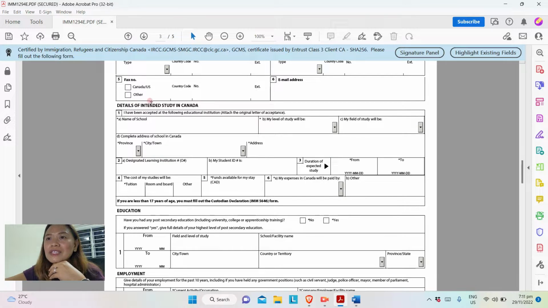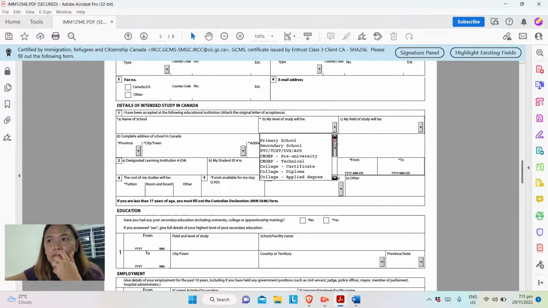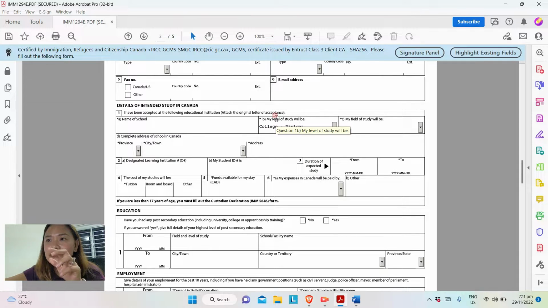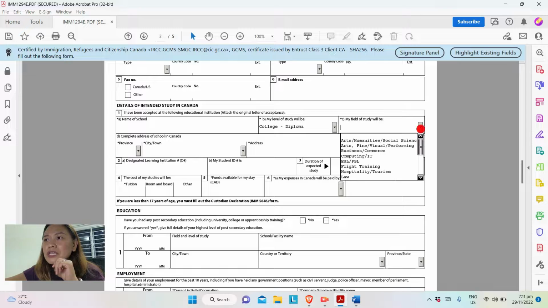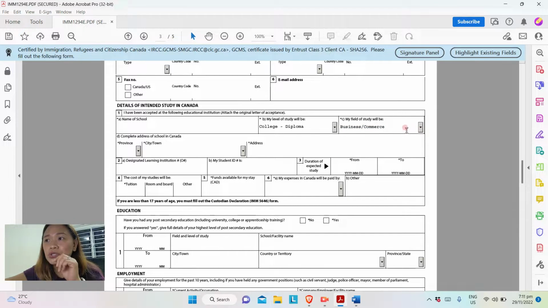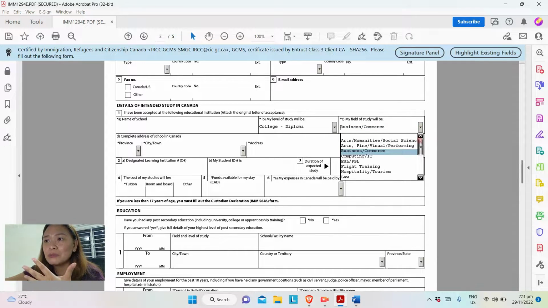Okay, so details of intended study in Canada. For the student, the main applicant, for example, like for me, what's the name of my school? Southern Alberta Institute of Technology. So you just have to write it there. My level of study would be a diploma, because the program that I took is a two-year program, and the level of that is diploma. My field of study would be business. So you just choose whatever is appropriate for you or for your program.